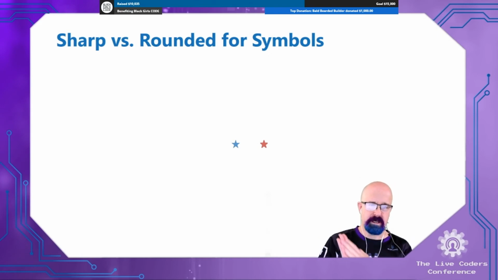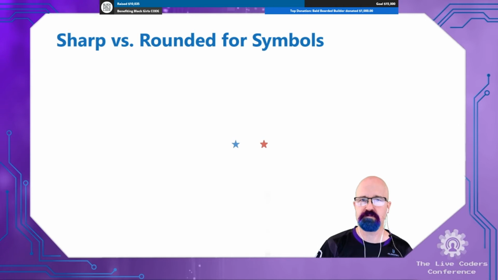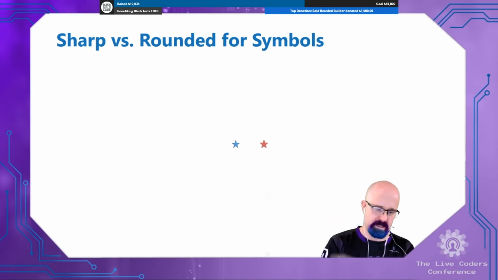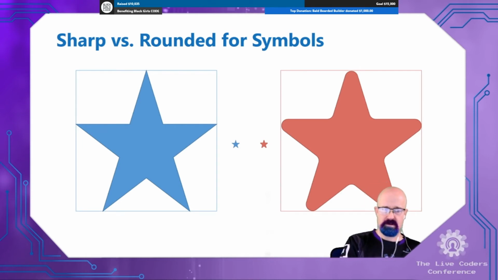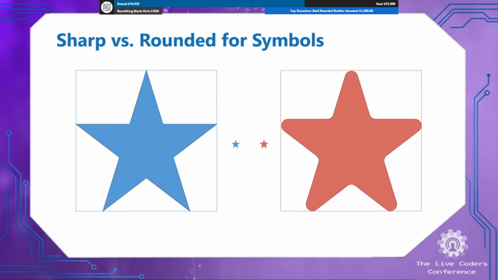So the question here is, I've got two images on screen, and which one of those two looks bigger to you? Which one is a bigger star? I think most people are going to say the one on the right, the red star, is the bigger star. If we zoom in on them, they're actually contained in the exact same border size. They have the same height and the same width.